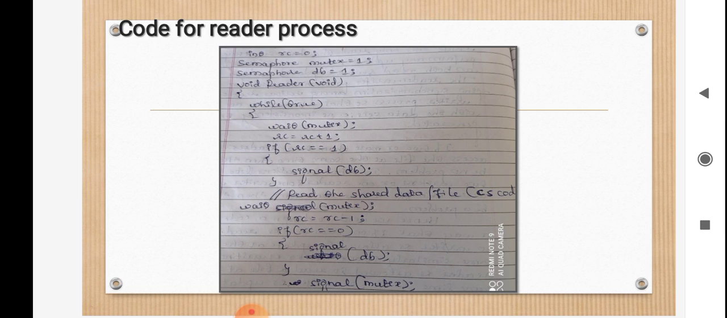As you can see here, both mutex and db are binary semaphores. Both are common in the reader and writer process. On this slide you can see only a reader process, but even in the writer process code we have used the same variables, or the same binary semaphores. Clear? So what is the use of the mutex variable, or the binary semaphore? It is used to ensure the mutual exclusion.